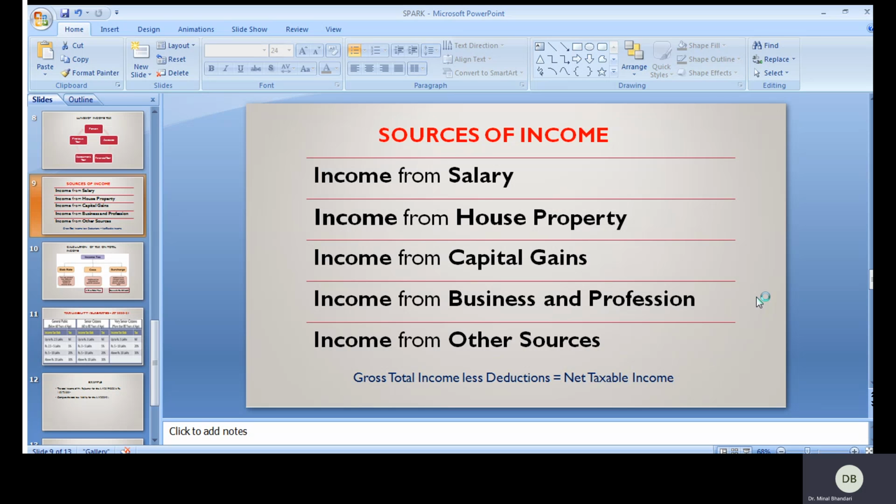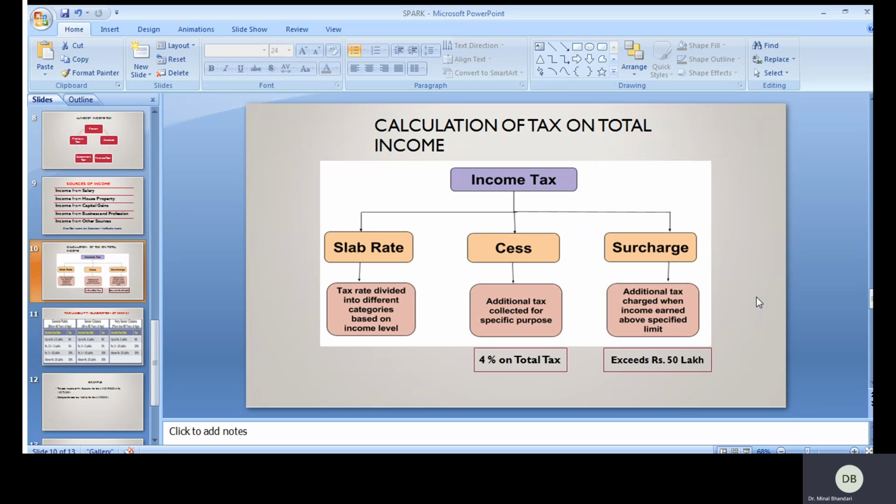So at that time we will say income from salary nil, income from house property nil, income from capital gain nil, income from business and profession so and so, and income from other sources nil. Then the total will be called the gross total income, and after deduction it will be called the total taxable income.